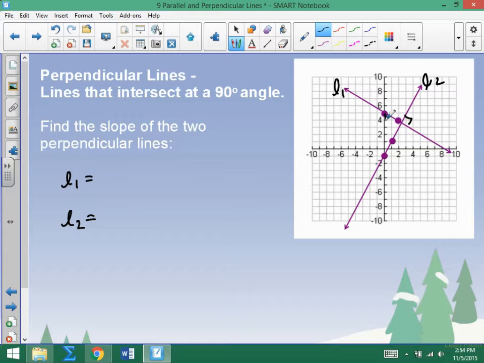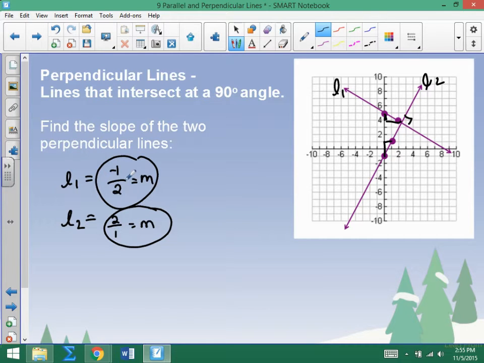Line 1 has a rise of -1. We go down 1 and a run of +2. Going over 2. So its slope is -1/2. Line 2 has a slope of, we're rising 2, running +1. So the perpendicular line slope relationship is maybe a little bit tougher to see. First of all, I hope you noticed that line 1 slope was negative and line 2 slope was positive. That should always happen, that the signs of perpendicular line slopes are different.